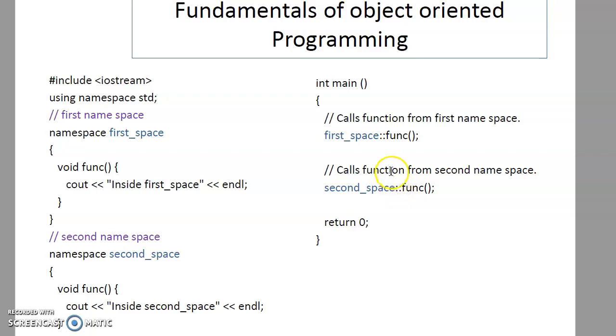So you can call the particular function using the namespace name, the scope resolution operator and the name of the function. You are arranging multiple functions in different namespaces, and you can manage access to those functions using the namespace.